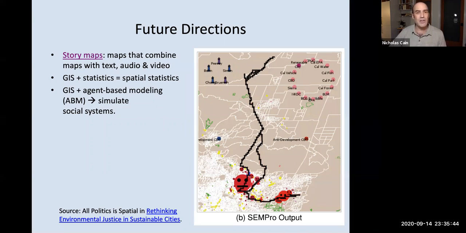There are lots of other classes you can take on GIS here at USC. And again, it's a rich field with many potential applications for public policy analysis.